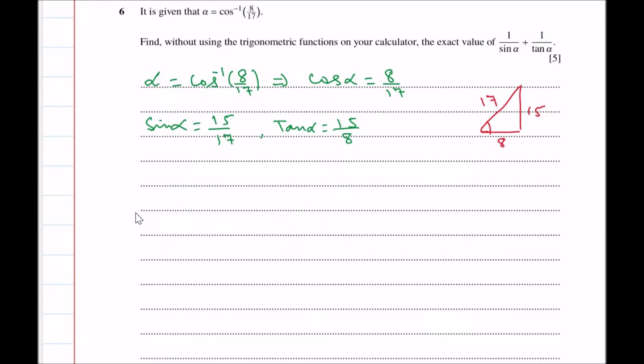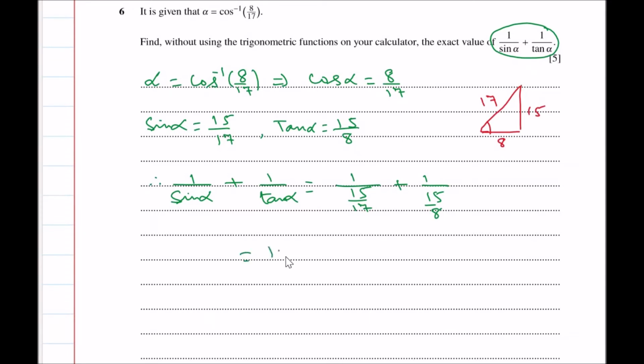Now we have to find the exact value of 1 by sin alpha plus 1 by tan alpha. We have already got sin alpha and tan alpha, so we will substitute in this expression. Therefore, 1 by sin alpha plus 1 by tan alpha is equal to, 1 by sin alpha is how much? 15 by 17. Plus 1 by tan alpha is 15 by 8.